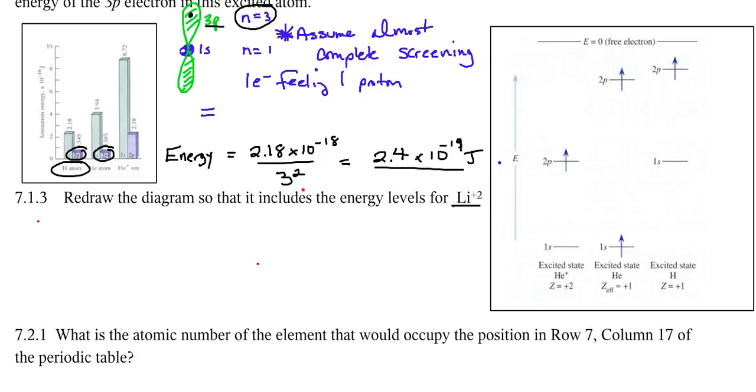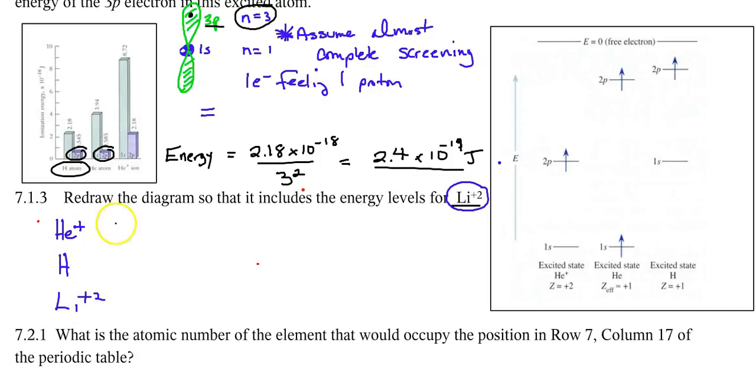In 7.13, we want to redraw the diagram so that it includes lithium plus 2. I do apologize, my drawing is a little different from the diagram posted in the key or the actual worksheet, but let's work with what we have here. In the diagram, we have helium plus, we have hydrogen, and now they're going to ask for lithium plus 2.